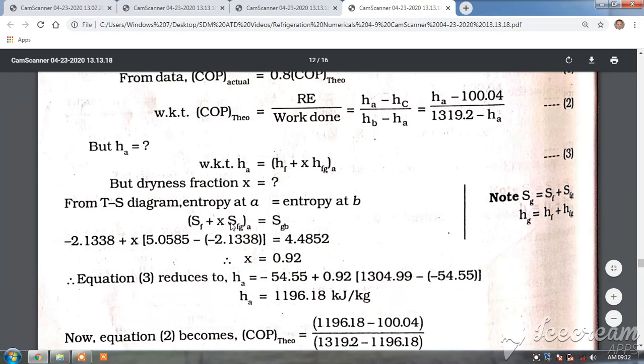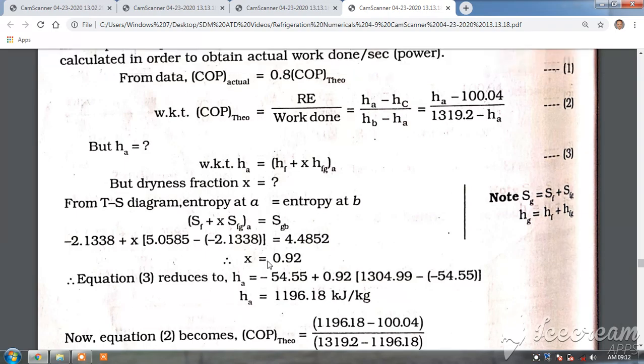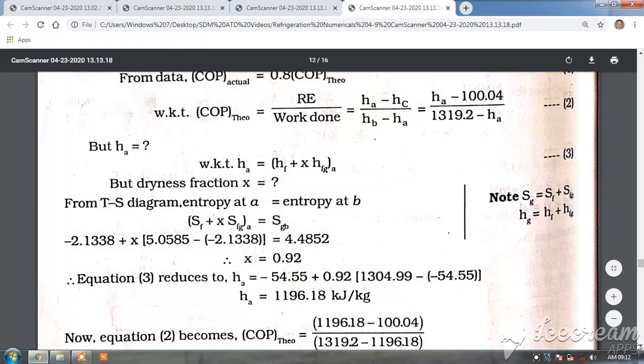Entropy at A is SF plus X into SFG. SFG is not directly given, so we take SG minus SF. This left side is for condition A, right side is for condition B. So for condition B, entropy is straight away given, 4.4. Now SF is given, X is not known, SFG we are calculating as SG minus SF. SG is equal to SF plus SFG, HG is equal to HF plus HFG. Very nice. So now you find X is equal to 0.92.